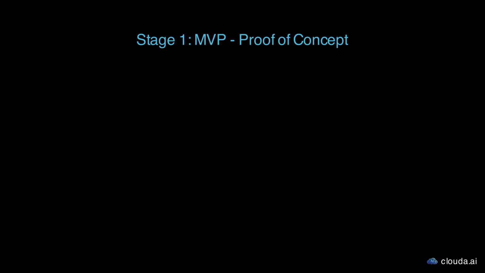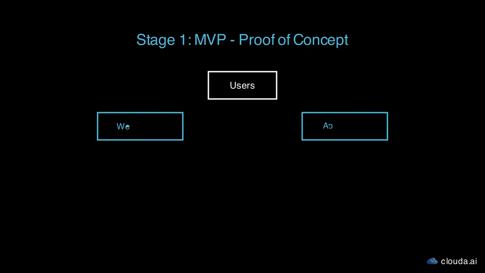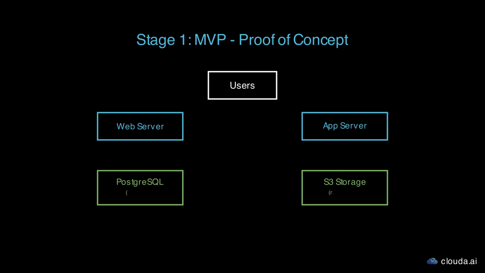Let's start with the MVP architecture for our YouTube-like platform. We have a simple setup with a web server handling user requests for browsing and playback, and an application server managing video uploads. PostgreSQL stores all metadata like video titles, user accounts, and search indexes. Amazon S3 provides object storage for the raw video files themselves. This straightforward architecture supports our core requirements.